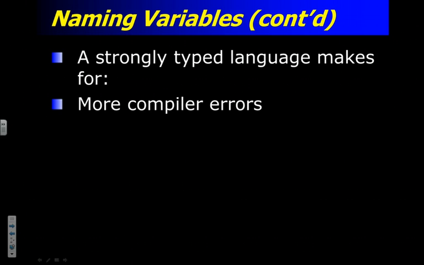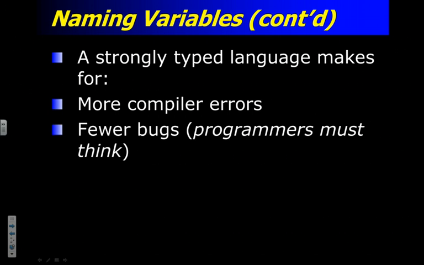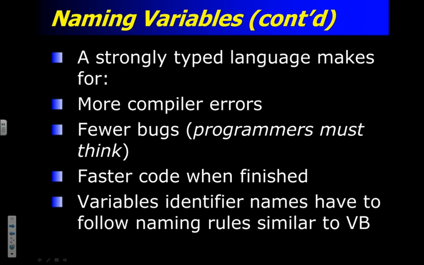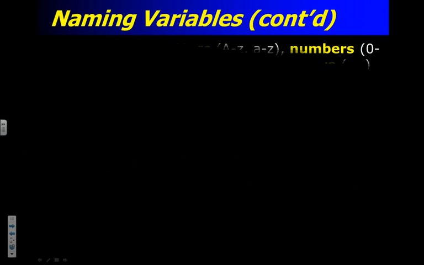So the fact that this language is so picky about upper and lowercase letters will frustrate you at first, but it makes you a better programmer. You have fewer bugs because you're thinking about your code a little bit more. And it actually makes for much faster code. Programming languages that allow you to be sloppy in the way you code actually run a lot slower, in general.